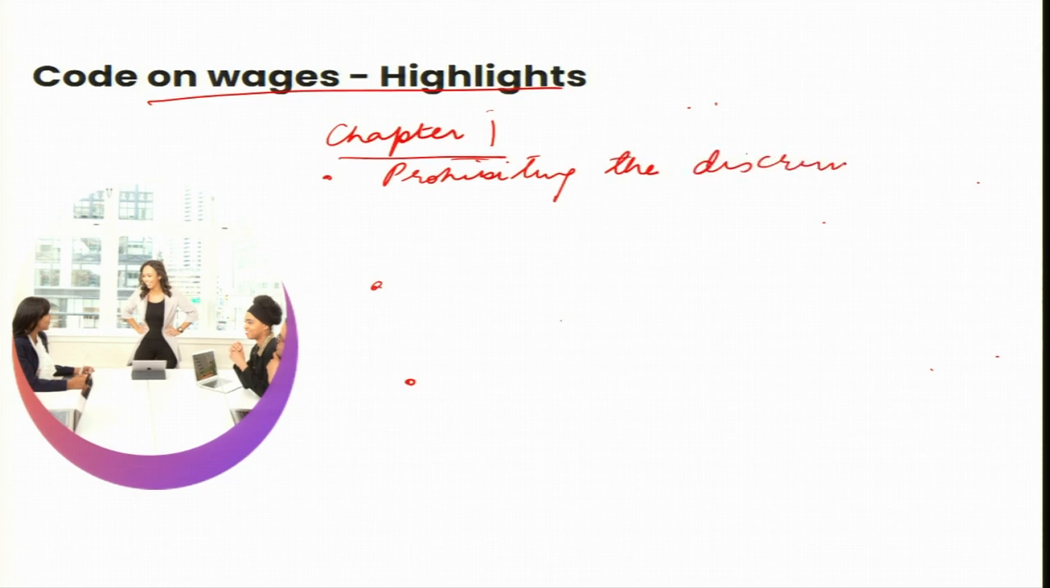So let's get started. We've already talked about certain highlights of the code on wages, what kind of benefits it bestows. Now let's talk about certain important aspects of the code on wages. Chapter 1 talks about the definitions of the code. It basically covers the various definitions related to wages, accounting year, advisory board, appropriate government, and so on and so forth. Then it also has a provision for prohibiting discrimination.